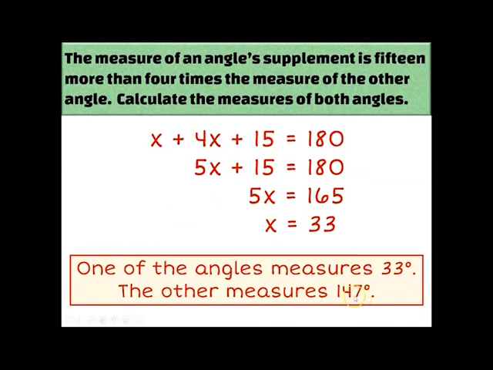The other angle measure, you can plug 33 into your 4x plus 15. Remember, 4x plus 15 was the measure of the second angle, so I can do 4 times 33, then add 15 to it, and get 147. An alternative way of doing that is figuring out what do I add to 33 to get to 180. I would just do 180 minus 33, and that's another way to get to the answer of 147 degrees.